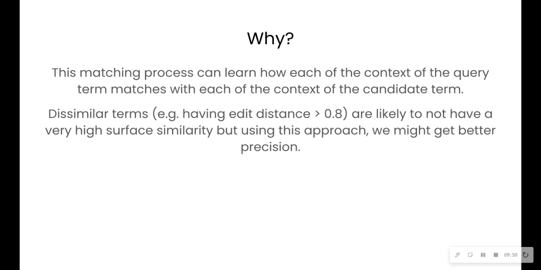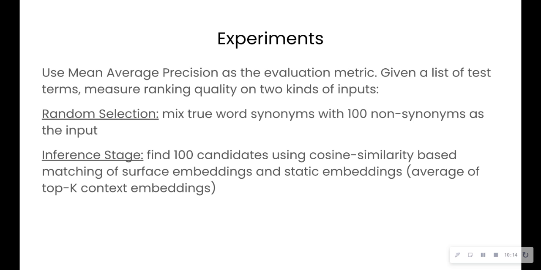So the difference from averaging is that hopefully it would preserve some more information. So that was a really complicated way of just comparing the context, taking the top K, embedding them using line, doing a pairwise matching, and then pooling them using those attention weights. Why go through all of the trouble? Well, the authors hope that this can learn how each of the contexts of the query matches with each of the contexts of the candidate term. The hypothesis is that this strategy can better rank terms that don't look similar to each other.